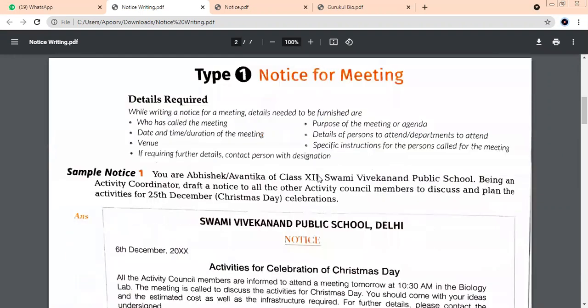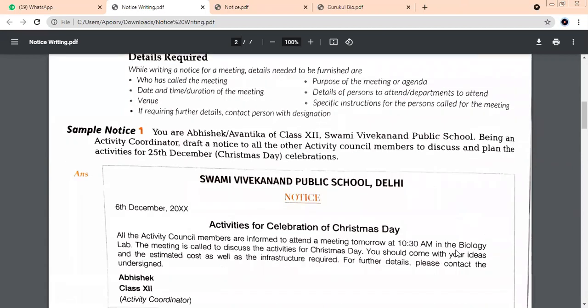Now we are going to do the first type of notice today. That is notice for a meeting. Which is the first notice we are going to practice today, children? Notice for a meeting. Yes, beta, notice for a meeting. Now listen carefully. You are Abhishek Avantika of class 12, Swami Vivekanand Public School. You are the activity coordinator. Draft a notice to the activity council members to discuss and plan the activities of Christmas Day celebrations. Now you will just read the notice very quickly in 1 minute and I'll ask you a few questions.